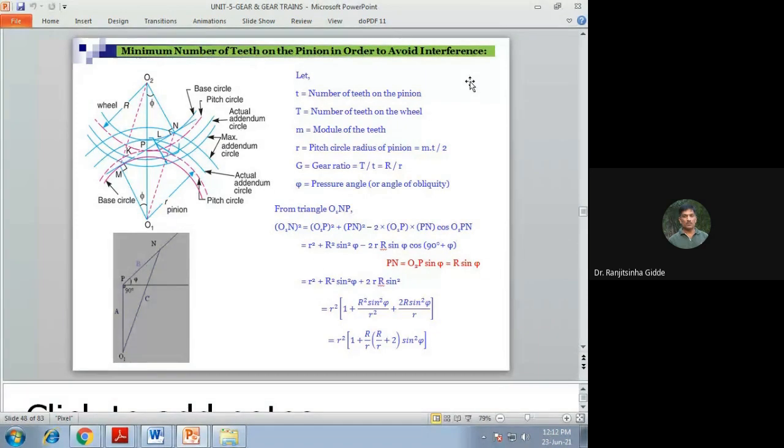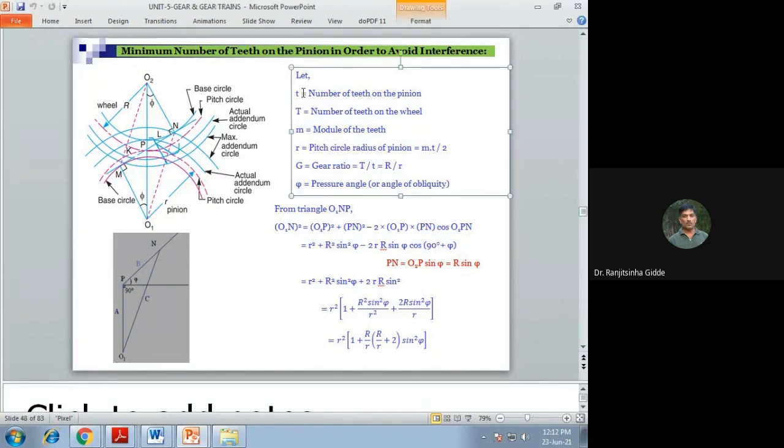So this you are going to determine in machine design too, wherein you have to design the gearbox. There, determining the minimum number of teeth on the pinion in order to avoid interference is the important step. Now how to get the expression for that?